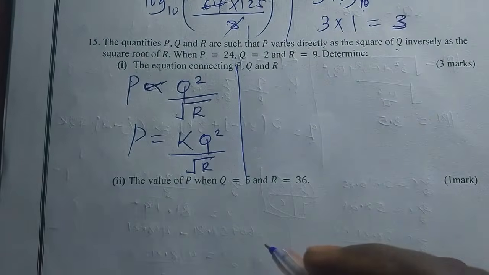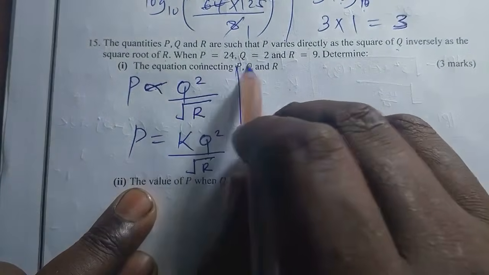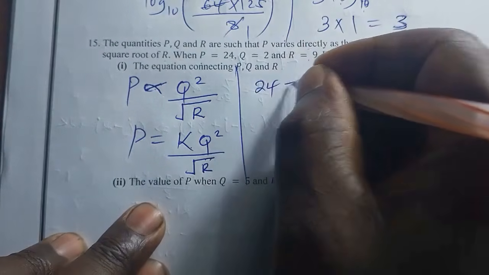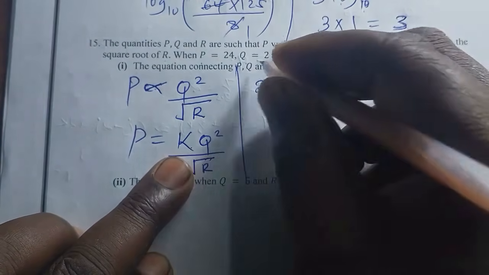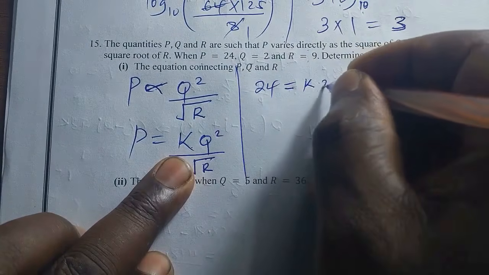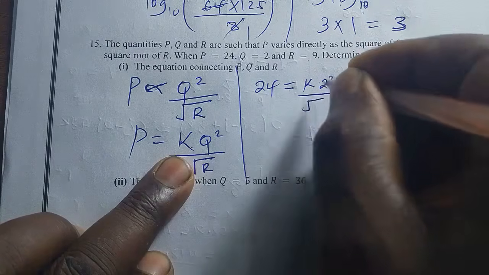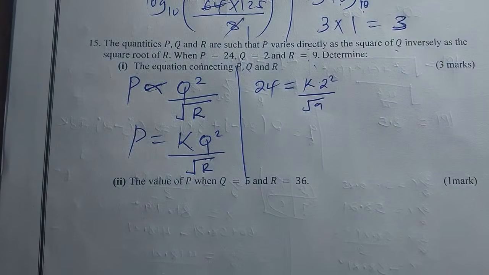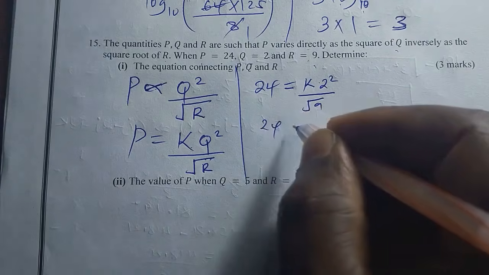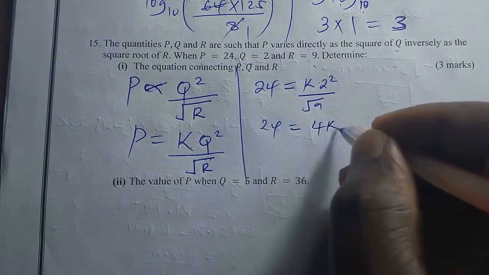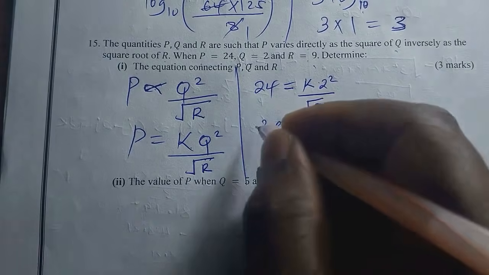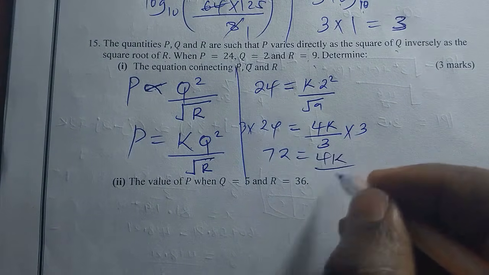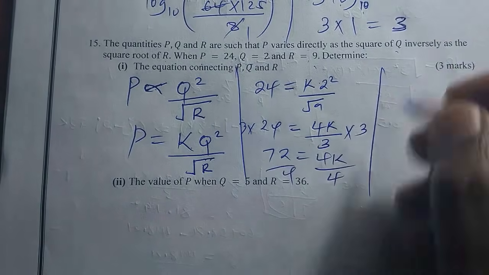So when P is 24, Q is 2, R is 9. Now we can get the value of K. 24 is equal to K times 2 squared over the square root of 9. So 24 is equal to 4K over 3. Multiplying by 3, 72 is equal to 4K, divided by 4 on both sides. It means that K is equal to 18.